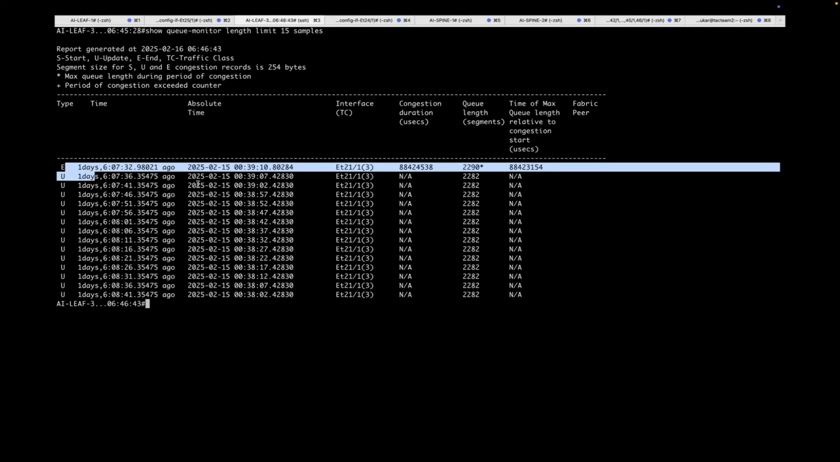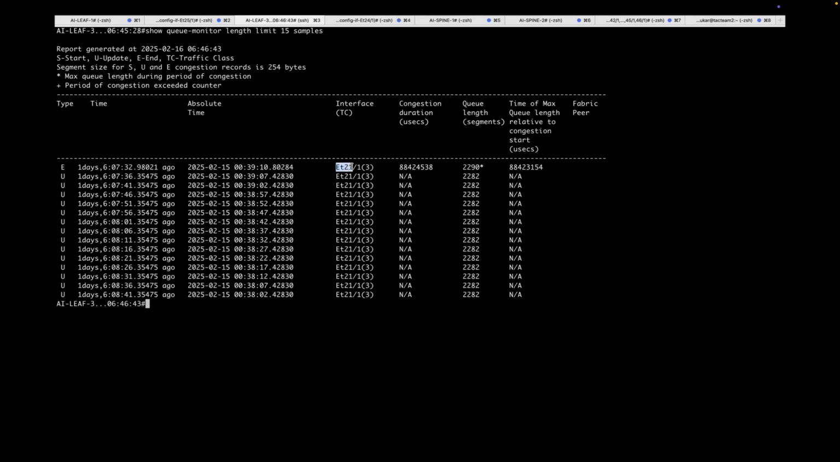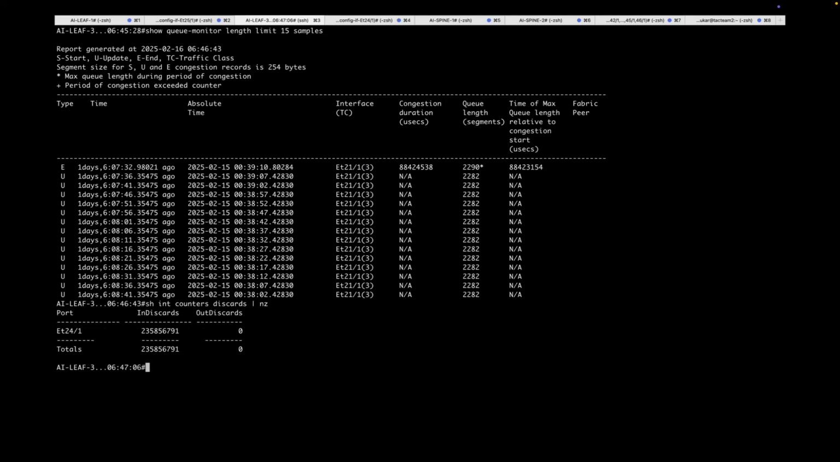Now, if we check for the traffic class for which we had observed this congestion to happen, we see that the congestion was happening for traffic class 3 on the AI leaf 3. Now, checking for discards, since we had seen a packet drop event in the customer monitoring tool as well, and even as a part of the CloudVision event, we are going to run the show interface counter discards output. And we see that we were seeing discards in the ET24/1 interface on the AI leaf 3.